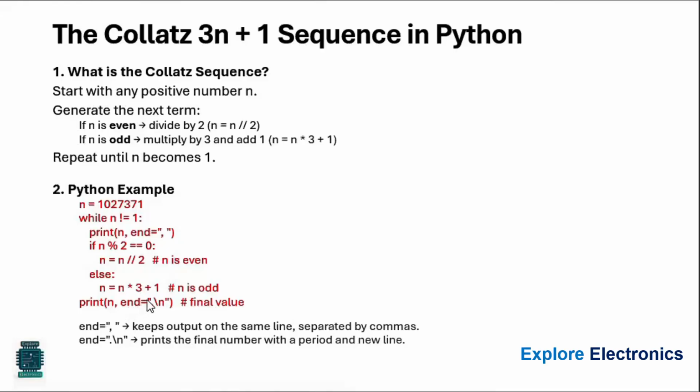Print end is equal to \n. We will get the final value here. It will print the final number with the period and a new line.